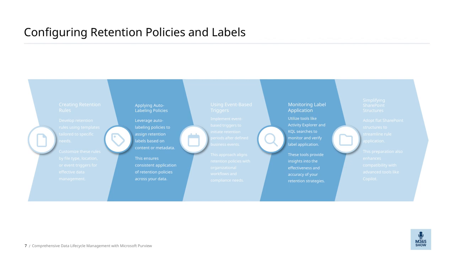We also leverage auto-labeling policies, which automatically assign labels based on content or metadata. This ensures consistency across our data, reducing manual effort and minimizing errors. Finally, developing retention rules with templates tailored to different needs is crucial. We can customize these rules by file type, location, or specific triggers, giving us flexible and effective control over our data lifecycle. All these strategies together help us manage data efficiently while staying compliant.